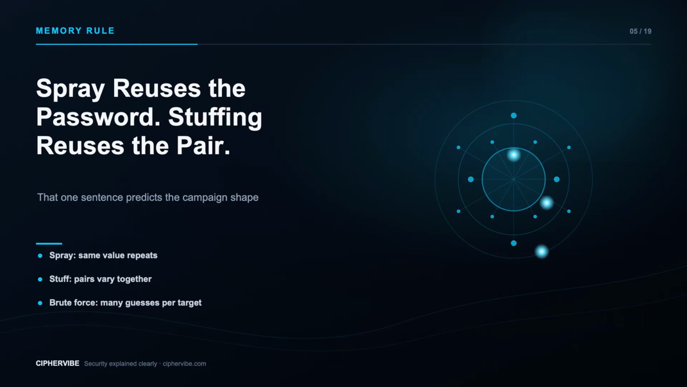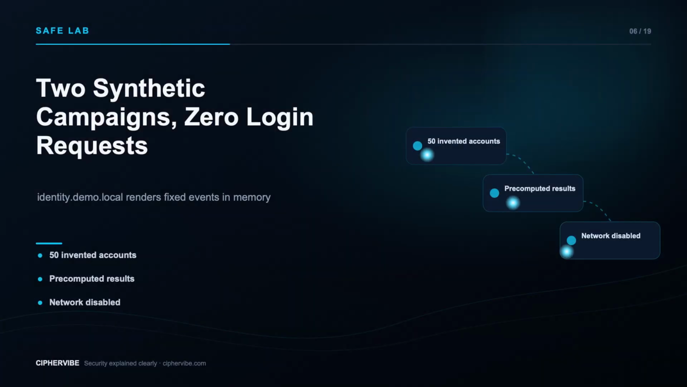Traditional brute force typically concentrates many guesses on a target. Real campaigns can blend techniques, but the input pattern remains the most useful starting point. Our simulator contains 50 fictional accounts at identity.demo.local. The spray lane repeats one abstract password token across the accounts. The stuffing lane maps 50 distinct synthetic pair identifiers to those same accounts. Outcomes are pre-computed, values are never shown, and the simulator cannot send traffic.